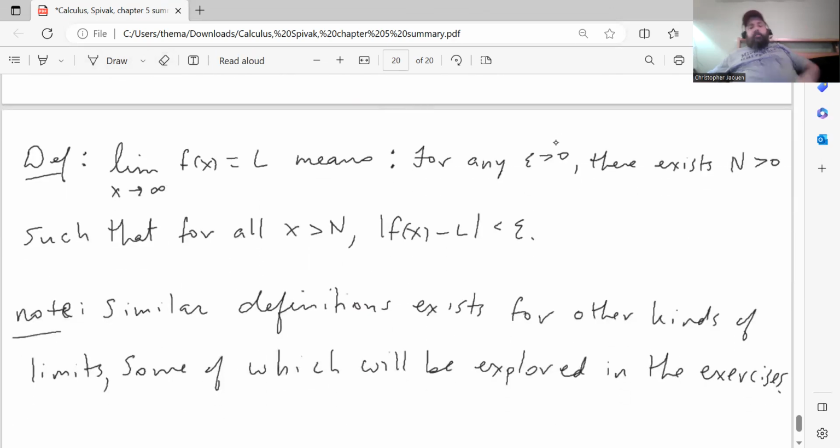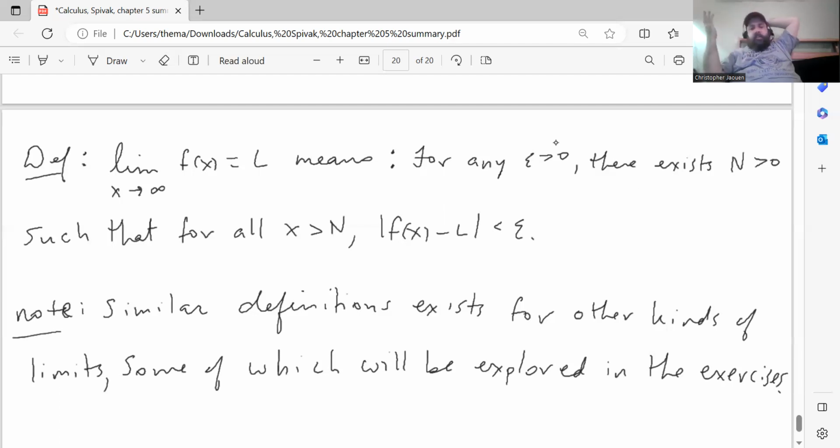Right, and then he also gives another definition for an infinite limit. There's a whole bunch of them, because it's a lot of different cases. So he doesn't go over every single definition in the chapter, but you should be able to derive them yourself if you understand the concept now. And he does say that he goes over some more definitions in the exercises themselves. So I guess we'll see some of those definitions there.